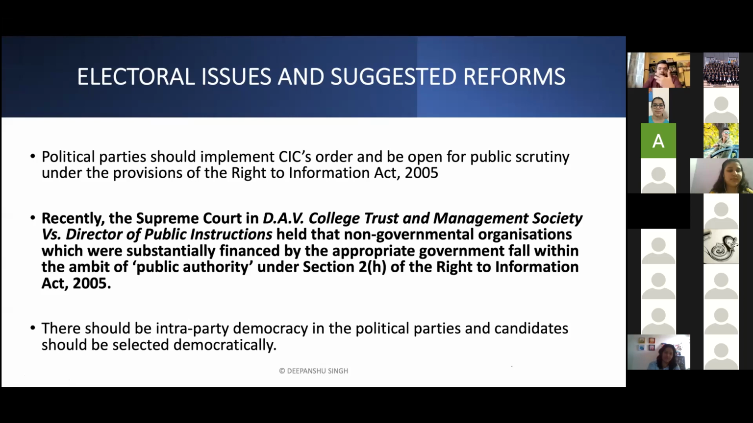Now, as you know, RTI is like a fundamental right nowadays. It's governed by the principles of Article 19 and freedom of speech, and at the same time the right to know under Article 21. But the foundation to give a reply in these matters lies with the public authority, and political parties are not public authorities as of now. But what the DAV College Trust and Management Society judgment did, for the first time, was highlight how a private body like an NGO can be considered a public authority if it uses a substantial amount of funding from the government or the public.